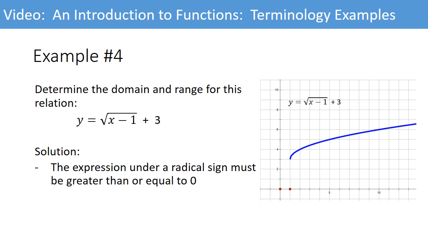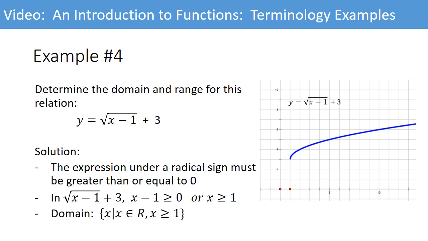Here is the solution. The expression under a radical sign, which is the square root sign, must be greater than or equal to 0. In the square root of (x minus 1) plus 3, x minus 1 must be greater than or equal to 0. To make that true, x must be greater than or equal to 1. So the domain would be the set of x such that x is an element of the real numbers and x is greater than or equal to 1.